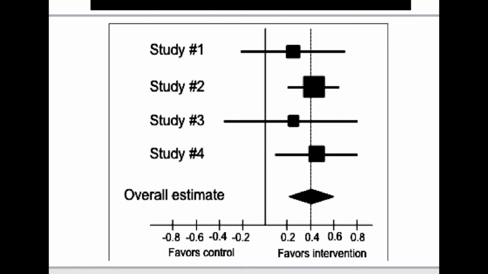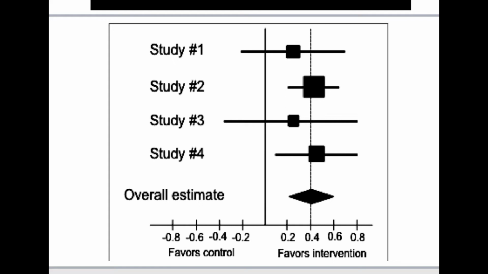So overall in this study, it favors intervention because the diamond came on the right side and it is not crossing the line of no effect. And the distance between the two angles of this diamond is the 95% confidence interval. It is not too long and not crossing the line of no effect. So it is statistically significant and favors intervention. This is the overall estimate.